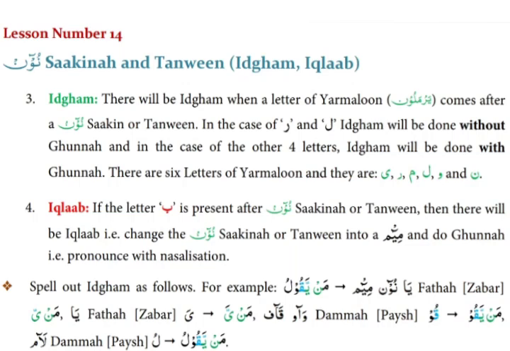So let's start. Rule number 3, Idgham. There will be Idgham when a letter of Yarmalun comes after a Noon Sakin or Tanween. In the case of Ra and Lam, Idgham will be done without Gunna, and in the case of the other four letters, Idgham will be done with Gunna. There are 6 letters of Yarmalun, and they are Ya, Ra, Mim, Lam, Waw and Noon.